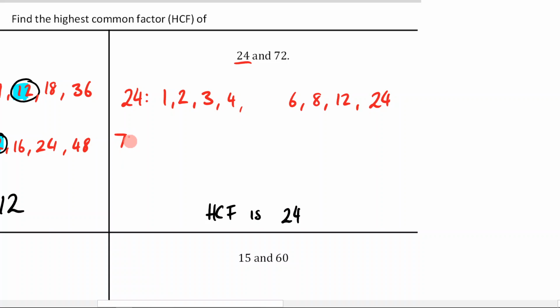Next I have 72. 1 and 72. 2 and 36. 3 and 24. Does 4 go in? Yes, it does. It goes in 18 times. 4 and 18. 5, we can skip 5. That means we go to 6. 6 goes into 72 12 times. 6 12s are 72. And then 7, we don't have 7.